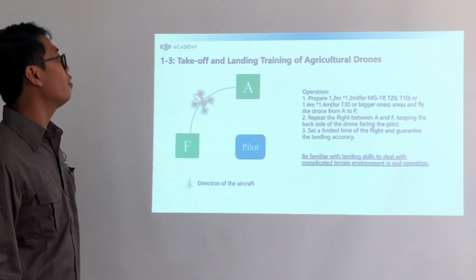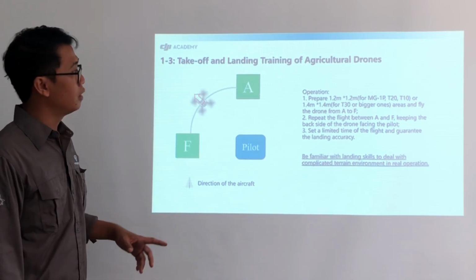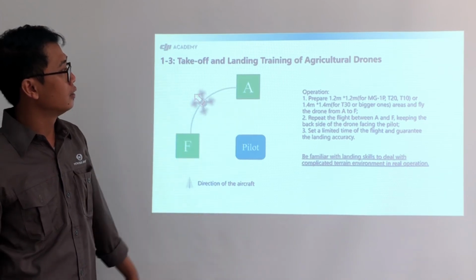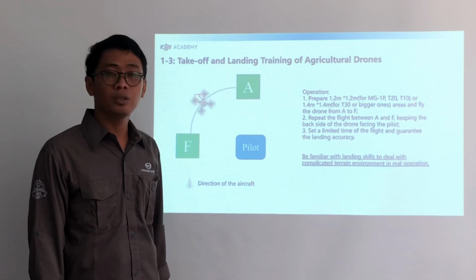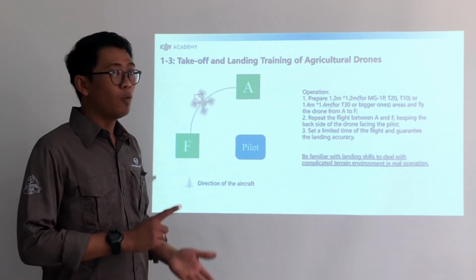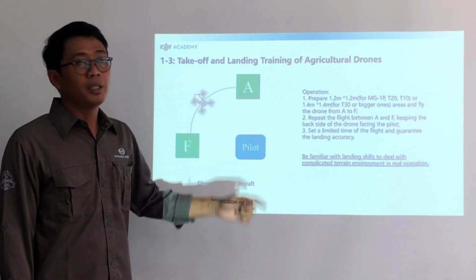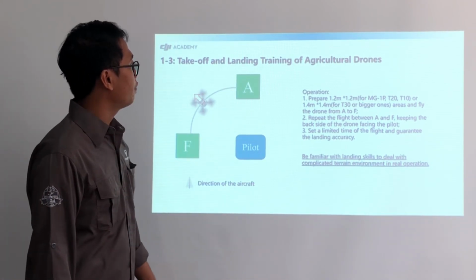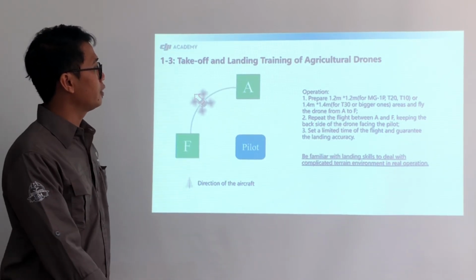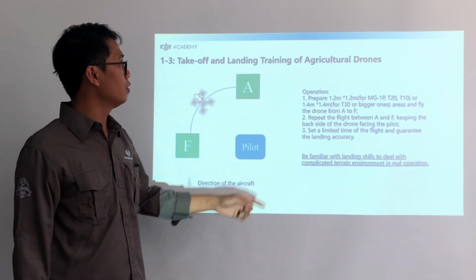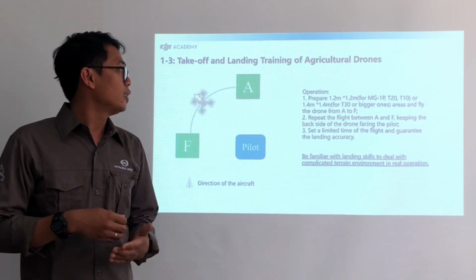Next, this is takeoff and landing training of agricultural drones. We prepare a land area of 1.2 meters square for MG1P, T20 and T10, or 1.4 meters square for T30 or bigger ones, and fly the drone from A to F. Repeat the flight between A and F, keeping the backside of the drone facing the pilot, and then set a limited time of flight and guarantee the landing accuracy.